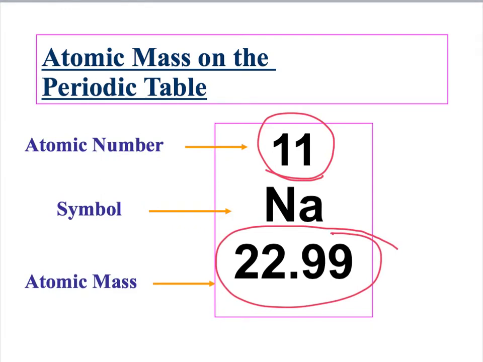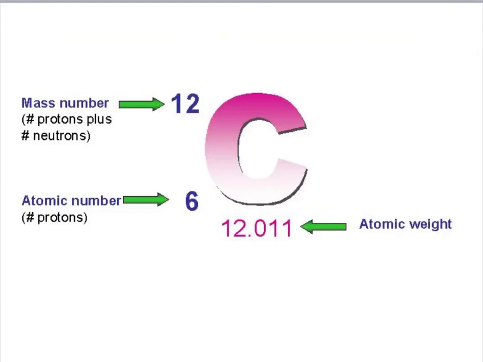That's because it's an average of the masses of all the isotopes. So here's an example of the atomic symbol for carbon, and you may see this word atomic weight. Just know that means the same thing as atomic mass. Don't let that mess you up.